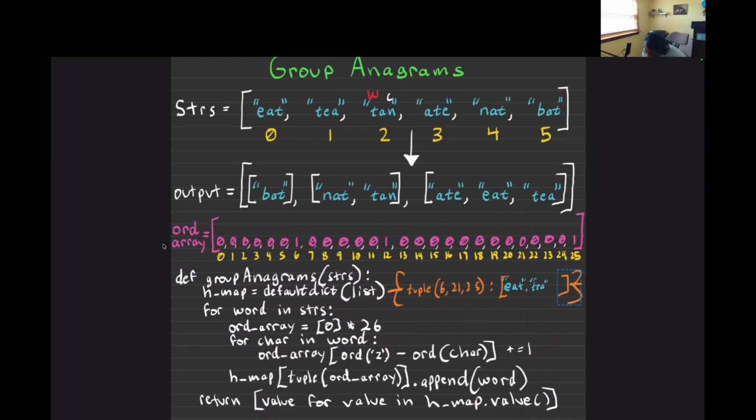Let me also back this up a little bit more, bring this here. And where does that happen? That happens at the tuple. So we have 6, 12, and 25. Yep, a unique key. And that's going to give us tan. We're going to append the word, so tan is now appended.